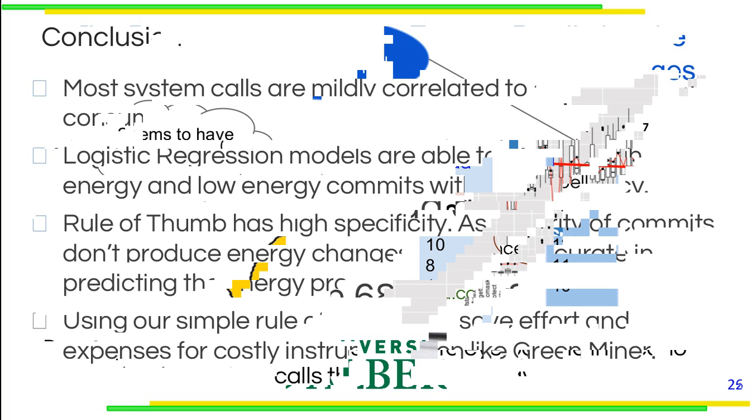it can help save effort and expenses for costly instrumentation like Green Miner, because most developers won't have instrumentation like Green Miner to predict energy changes. Hence, a rule of thumb would help them and is quite highly accurate in predicting the energy profile changes.